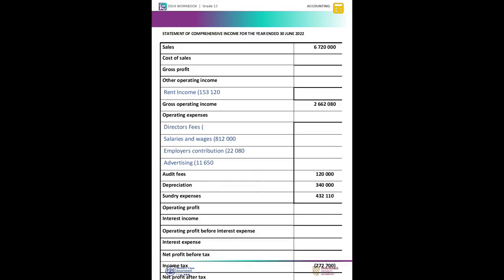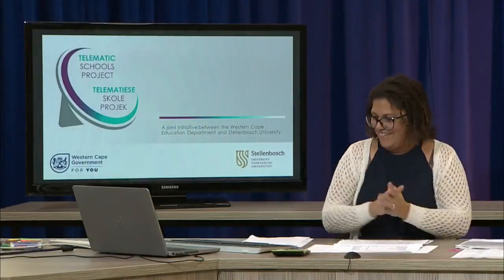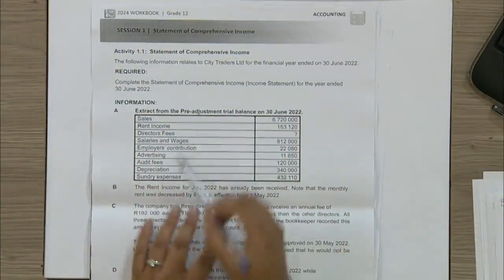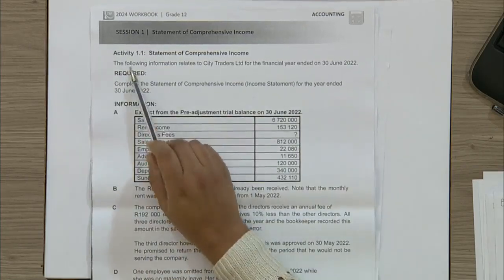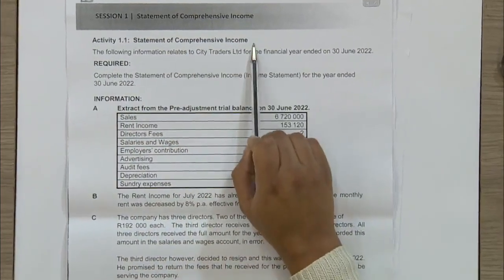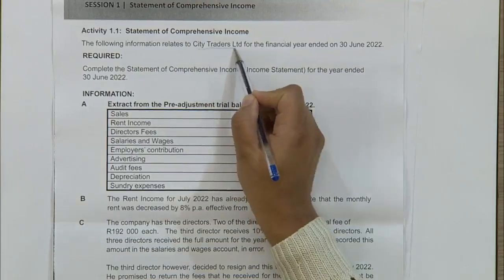Okay, so let us get through the activity. Okay, we ready? Cool, let's do this. So, as I said, you read the information. So you go from the top. Activity 1.1, Statement of Comprehensive Income. The following information relates to City Traders Limited.